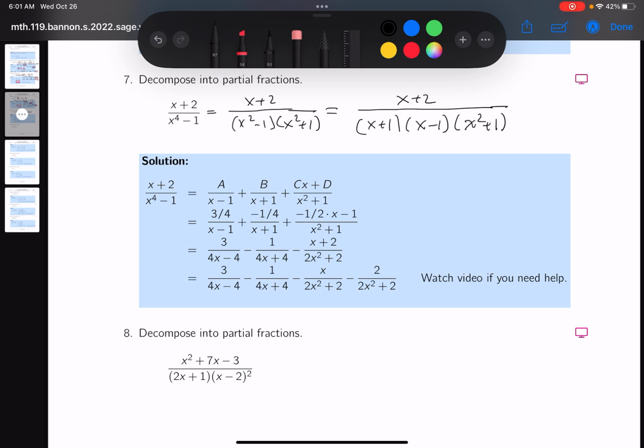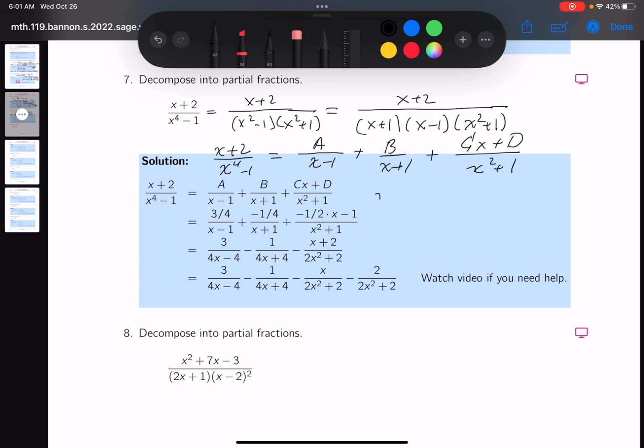So let's write this down. x plus 2 over x to the fourth minus 1 equals, well, let's start writing this down. I'm going to write down A over x minus 1 plus B over x plus 1. And the irreducible quadratic is going to get Cx plus D over x squared plus 1. What are you going to do now? Multiply both sides by the LCD.